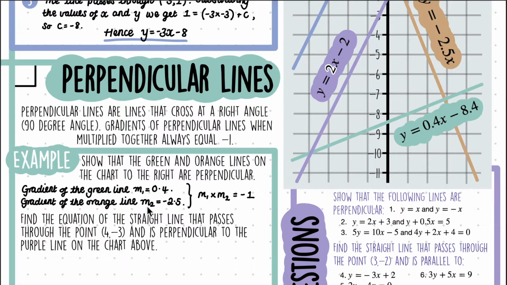Gradient of the orange line, m2, is equal to minus 2.5. m1 times m2, you put it in your calculator and it gives you minus 1. So it proves that these lines are perpendicular.